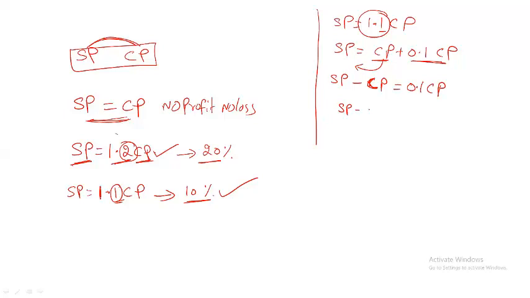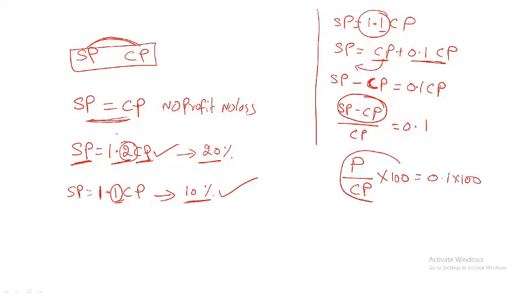Now selling price minus cost price divided by cost price is equal to 0.1. Correct? Okay. Now what is the selling price minus cost price, which is equal to profit, divided by cost price? What is profit? Profit divided by cost price into 100. If you multiply with 100 on both sides, left hand side and right hand side, 0.1 into 100. So what is this entire formula called, which is nothing but profit percentage? How much is it? 0.1 into 100 will give you 10%.